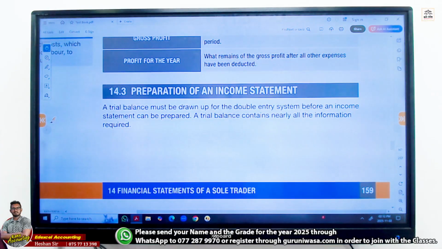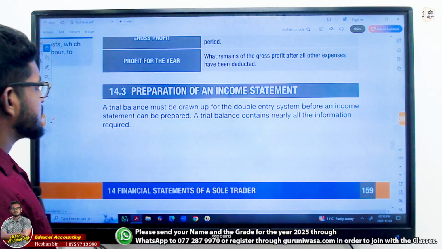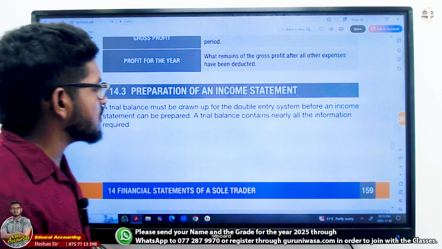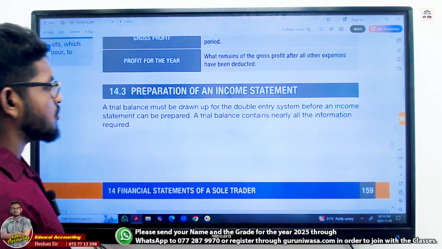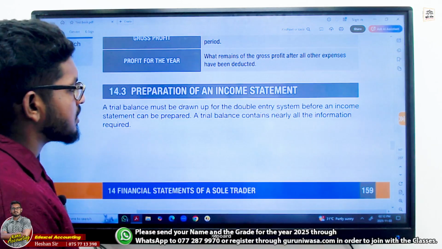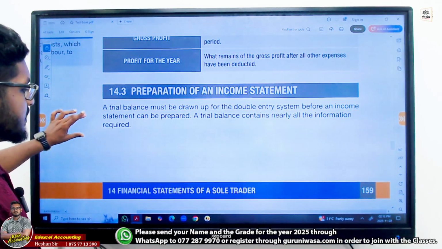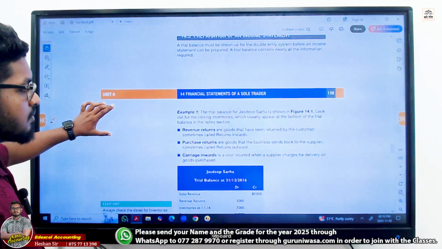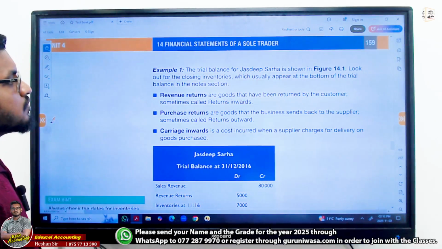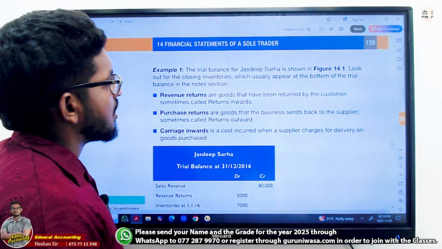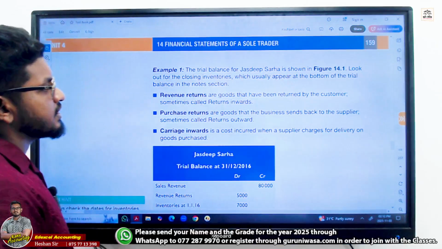Okay. Preparation of an income statement. A trial balance must be drawn up for the double entry system before an income statement can be prepared. A trial balance contains nearly all the information that is required, right? Example: the trial balance for Saha is shown in figure 14.1.